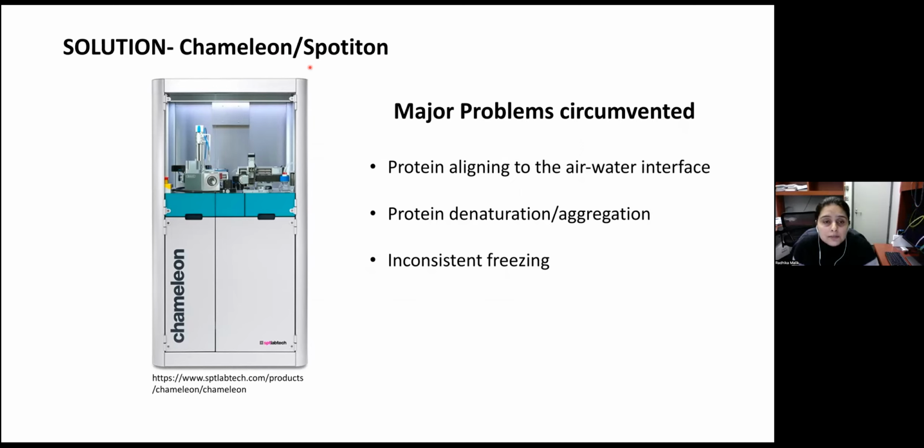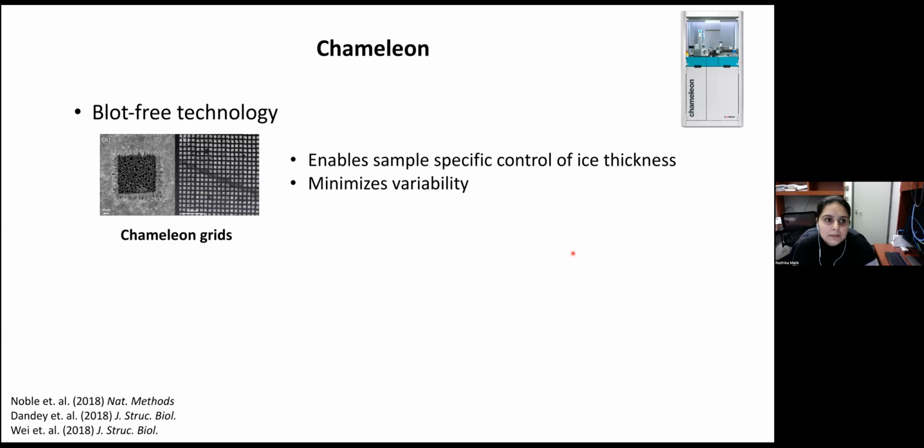And this novel sample preparation method actually overcomes a lot of problems with conventional freezing, such as protein aligning to the air-water interface, protein denaturation issues, as well as inconsistent freezing from one grid to the next. So what is Chameleon? Chameleon is a blot-free technology where it uses these self-wicking nanowire grids. It uses a spraying technique to spray the sample on the grids, and that enables a specific control of ice thickness and also minimizes the variability from one grid to the next.